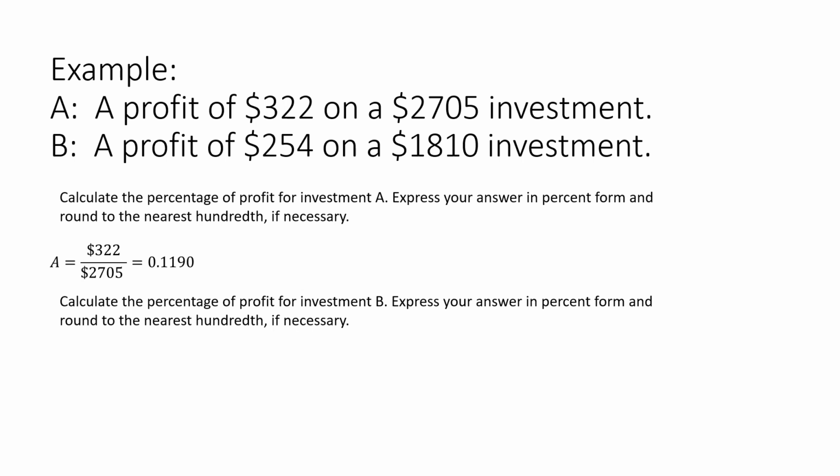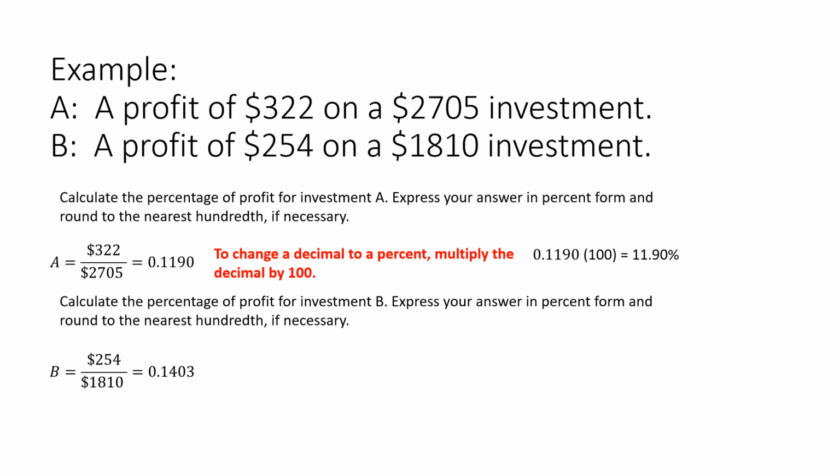0.1190 for my decimal, but it's asking us to express it in percent form. So to change a decimal to a percent, we're going to multiply that decimal by 100. And so that's going to give me 11.90% for investment A. And then we are going to do the same thing for calculating the percentage of profit for investment B, and we're going to express it in percent form as well.